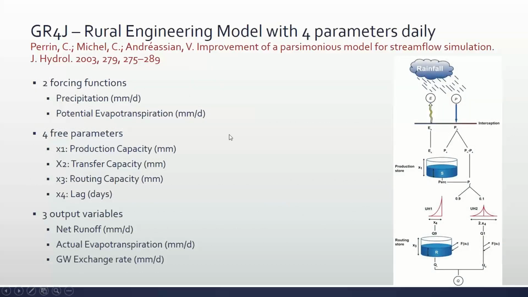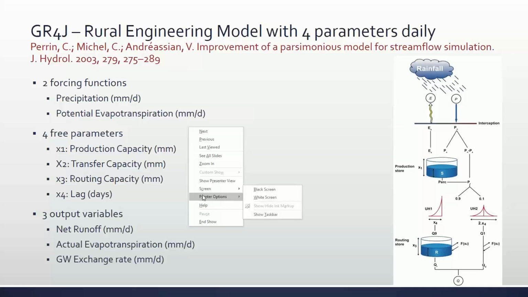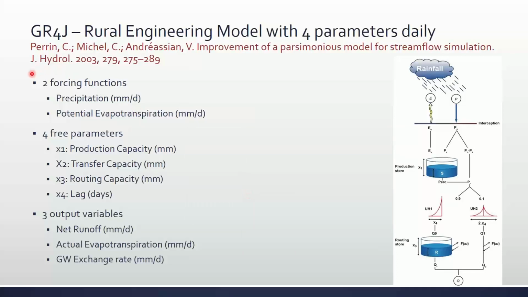So the GR4J model uses 2 forcing functions, the precipitation and potential evapotranspiration. The precipitation can be rainfall plus snow melt, and we'll go over the snow model a bit later. It has 4 free parameters that you can change for calibration.